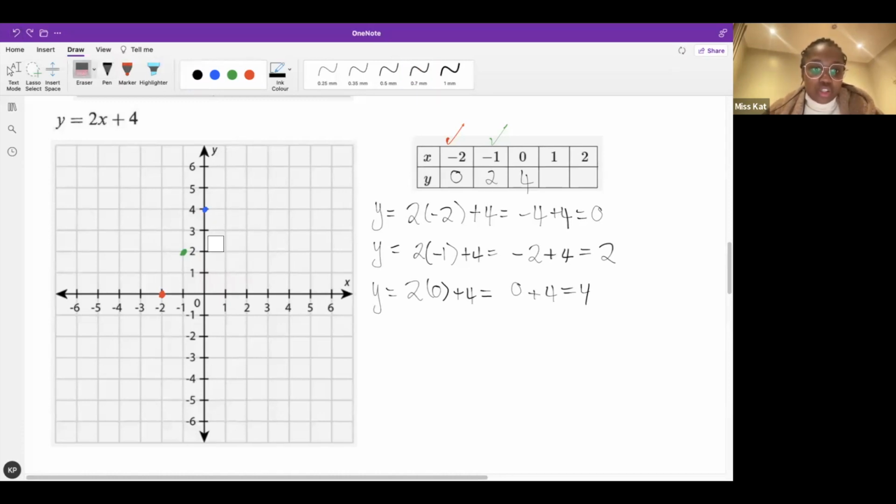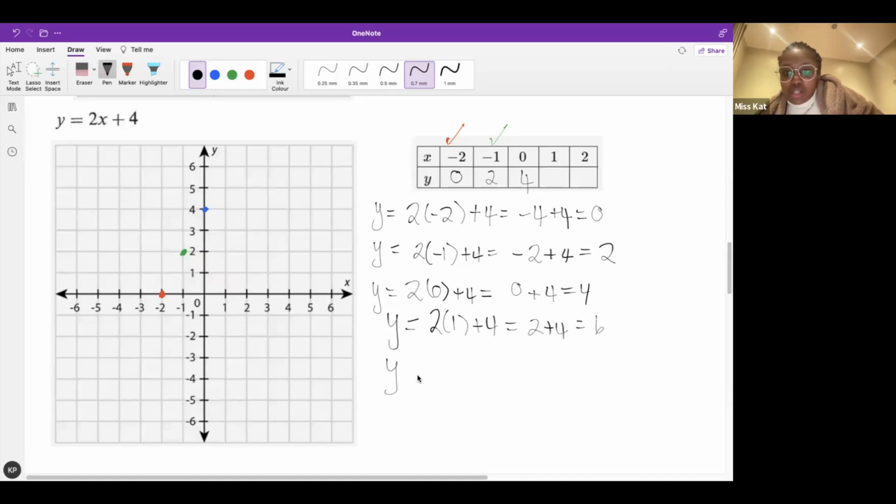Okay, let's do the last two. I'm going to do the last two quickly because we have to go to our brain break and go to more interesting stuff. So the last two will be 2 times 1 plus 4, which will give you 2 plus 4, which is 6. And the last one will give you 2 times 2 plus 4, which is 4 plus 4, and that will give you 8. So this is 6 and 8.